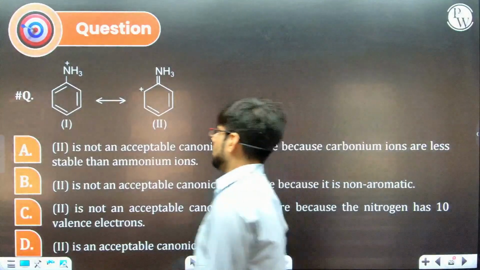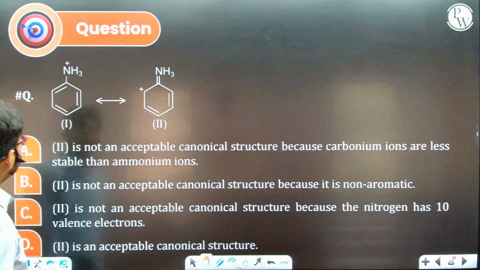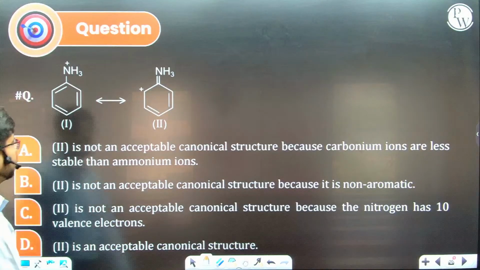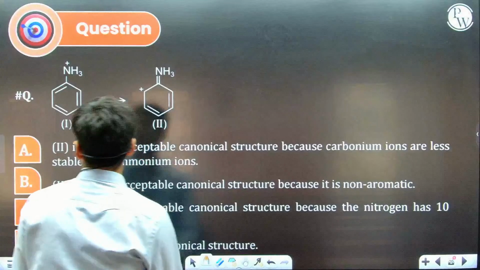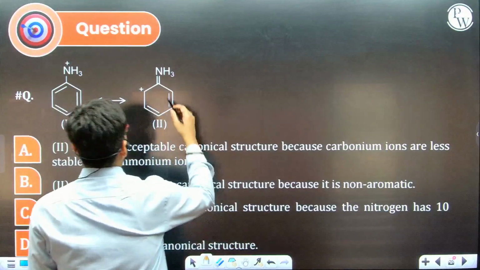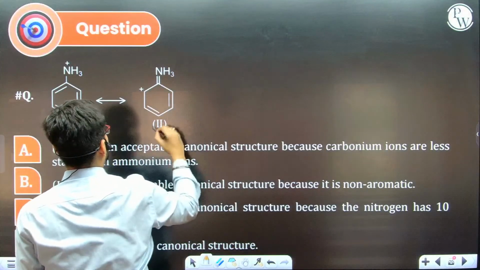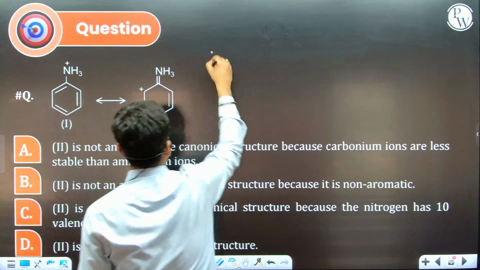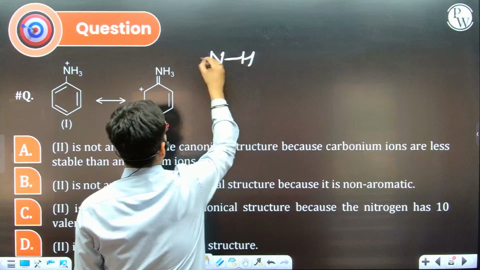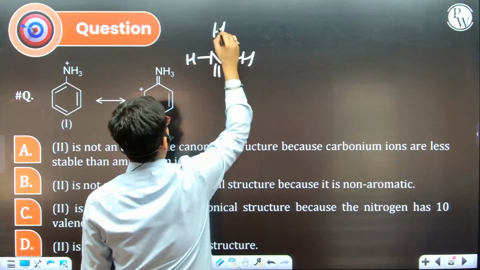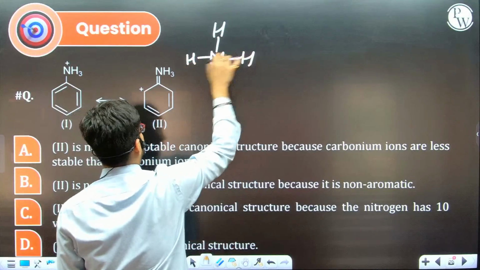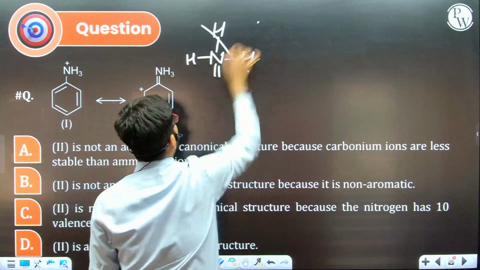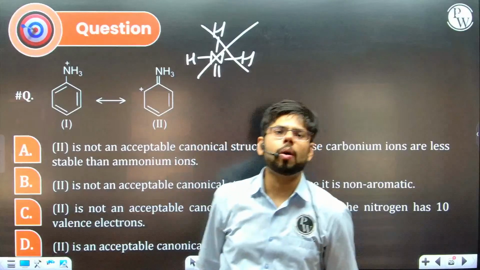This is interesting. It's a part of GOC, right? Because resonance structures are there, canonical structures. So which is possible? Now see, this is not possible because if you look at this ion, nitrogen has formed 5 bonds. 1, 2, 3: 3 hydrogen atoms are forming 3 bonds, and then we have this double bond. This is impossible. Nitrogen can never form 5 bonds.